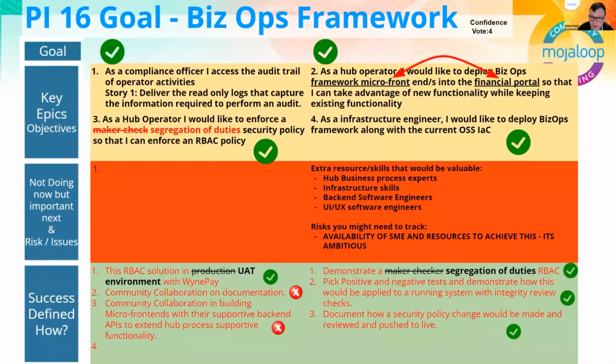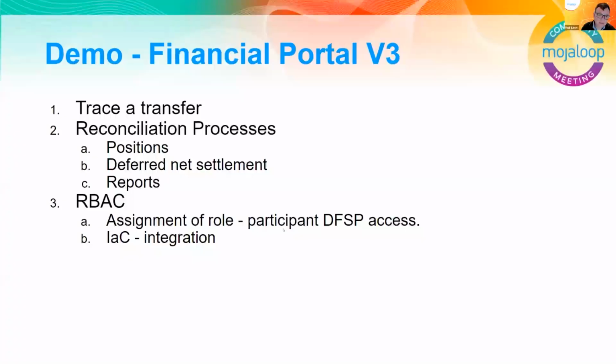Then the demonstration of maker-checker segregation of duties RBAC. We've got that demonstration. Positive and negative tests, we've got that too, and documentation around how to update security policy changes. Well, I'll give a demonstration of that using the IaC. So next, I think let's jump into the demonstration. Before that, I've got a recorded video that I would like to play.